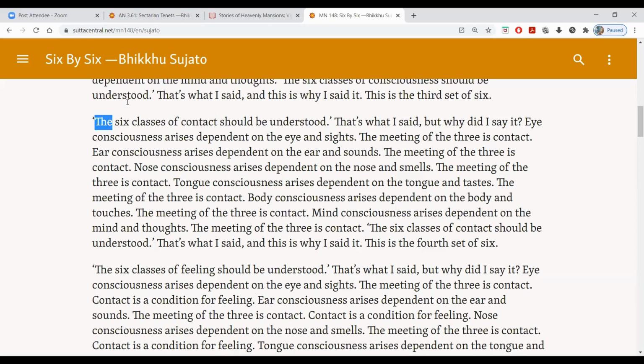The 6 classes of contact should be understood. That's what I said, and this is why I said it. This is the 4th set of 6. Okay, so we rejoice in your reading. Thank you. So dear Kalyanamitas, now you can see here Buddha teaches the meaning of contact. The Pali word is phassa.